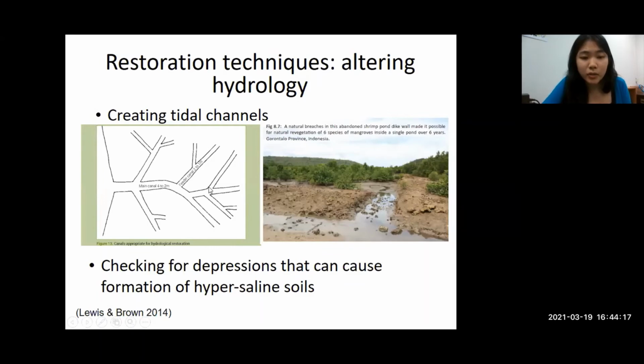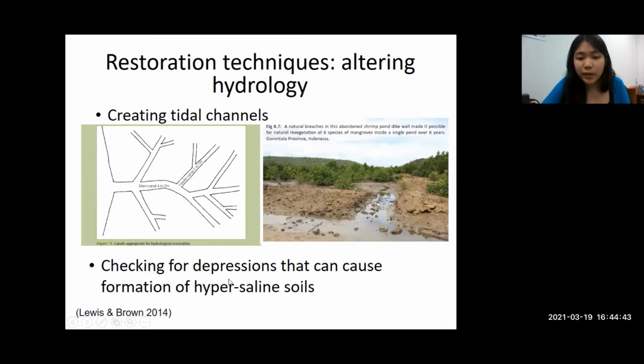This diagram shows creating tidal channels in response to an oil spill that can help flush the area out as well, and also make sure the mangroves aren't constantly waterlogged, and that just makes it harder for them to get oxygen and increases the amount of sulfide in the sediments. That smelly gas, if you've ever stepped in mud, is representative of sulfide. And it can also make the soil really saline.